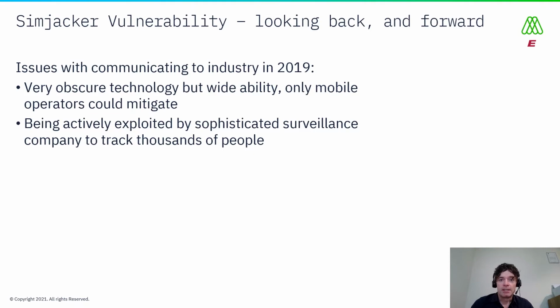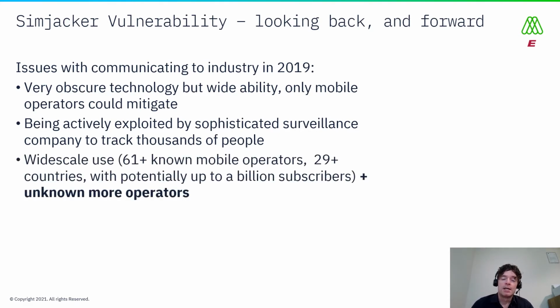We also obviously had a massive, massive issue that it wasn't just a theoretical vulnerability, it was also being actively exploited by a sophisticated surveillance company to track tens of thousands of people. So this wasn't an attack in theory, this was being used every single day. And there was also a scale. So unlike the previous SIM card applications, which we have talked about, which we've been monitoring for several months, the SAT browser was considerably different. It was much, much more wide scale.